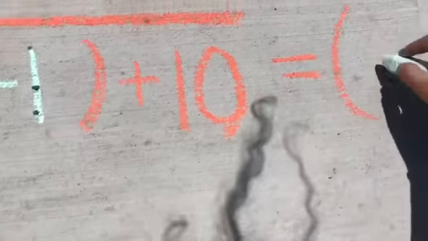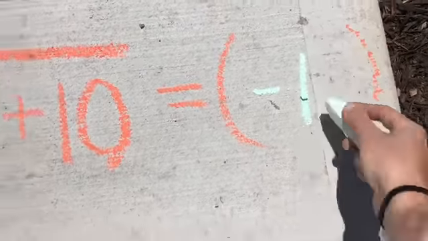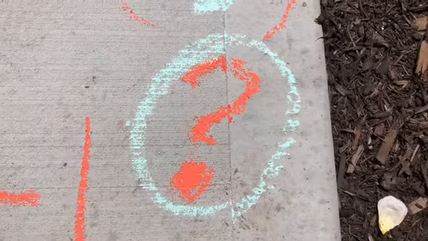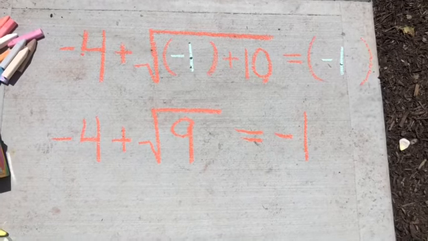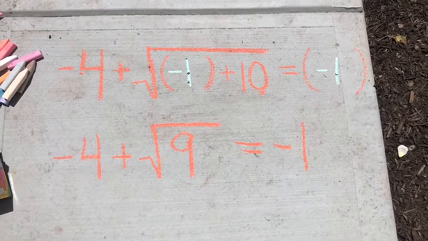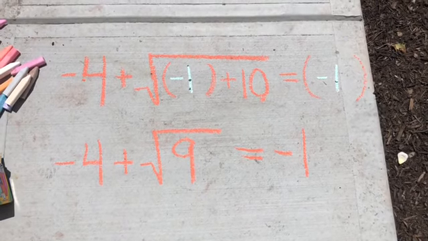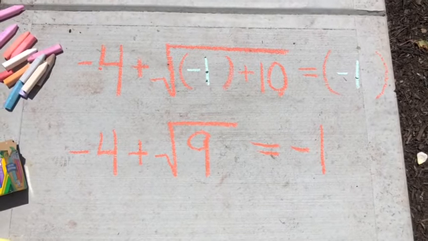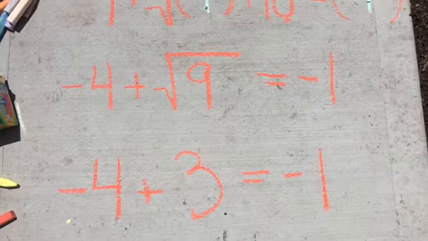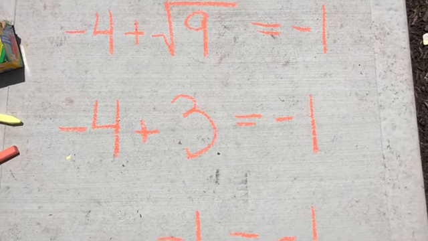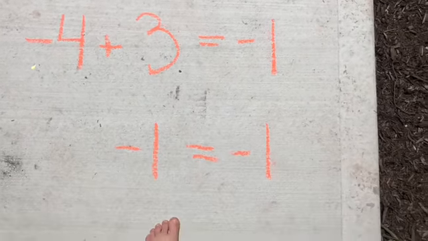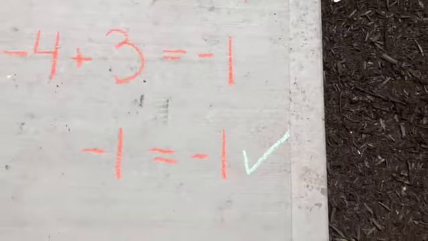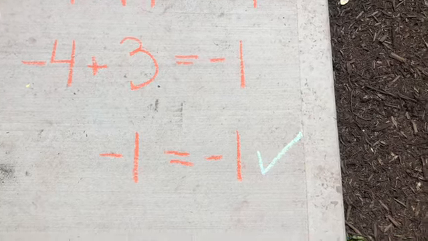All right, so let's plug the first one back into the equation. First possible solution, negative 1. Is this a solution? Okay, so we've got negative 4 plus the square root of 9 is equal to negative 1. Again, we're only using the positive square roots in these situations. So the positive square root of 9 is 3, which leaves us with negative 4 plus 3 is equal to negative 1, which leaves us with negative 1 is equal to negative 1. Checks out! Negative 1 is the solution!